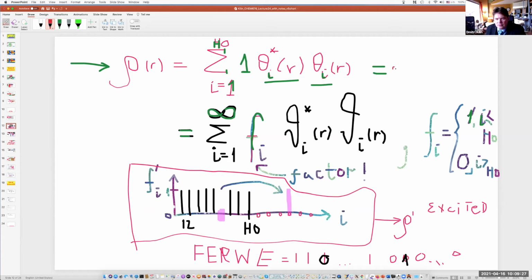So, theta 1 absolute value square. And it depends on R, but I will be lazy and will not write this dependence on R every time. Plus theta 2 absolute value square. And suppose we have only 2 electrons in the system. Then we have nothing else, right? If there are 2 electrons, then the total density will be the summation of the partial charges for the first and second electron.